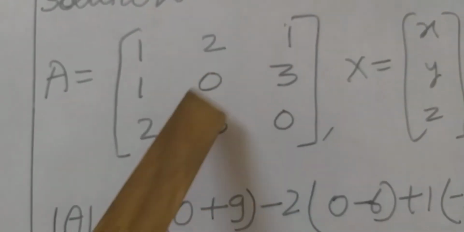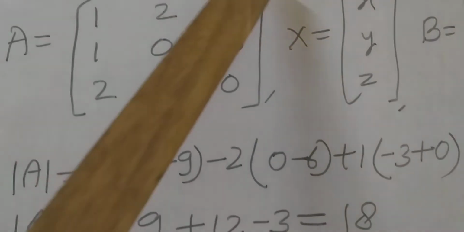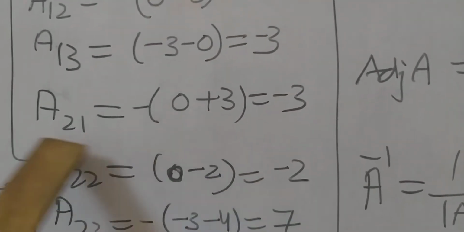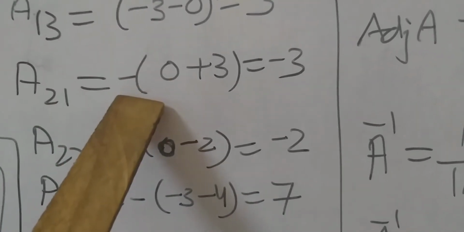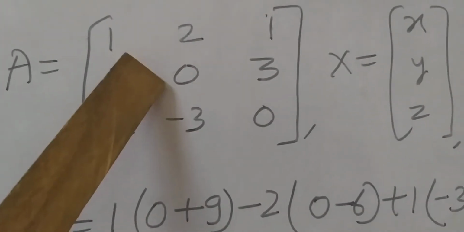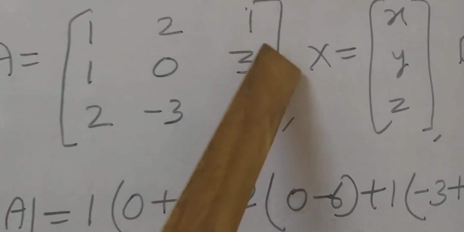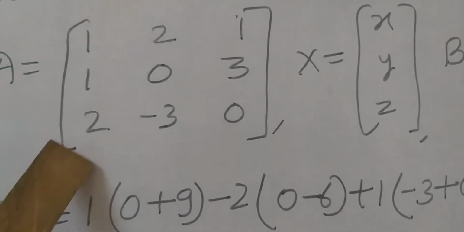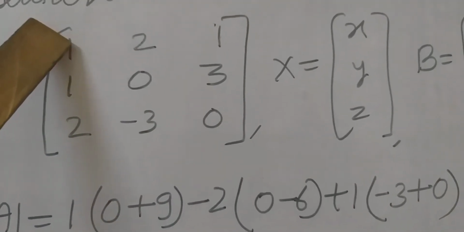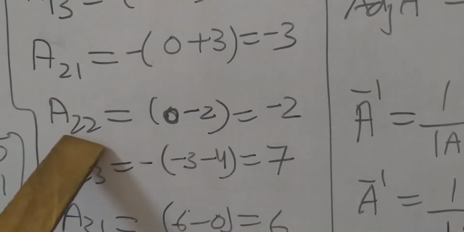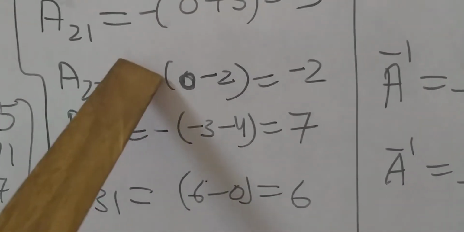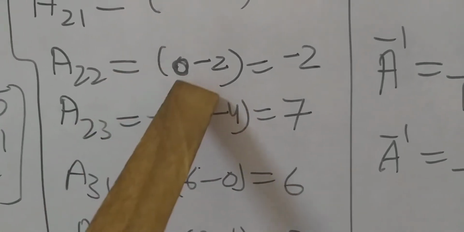Now A21, its cofactor, delete its column, its row. Left values are 2, 1, minus 3, 0, 0 plus 3. It is at an odd place, student. Add both of them, the sum is odd, that's why I put a minus sign. Minus 3. A22, its cofactor, students. Delete its row and its column. Left values are 1, 2, 1, 0. Find out its determinant, 0 minus 2. Add both of them, the sum is even, that's why we put a plus sign before the bracket. Answer is minus 2.